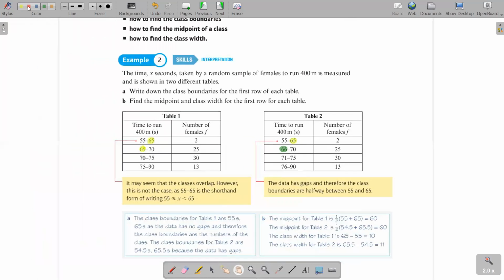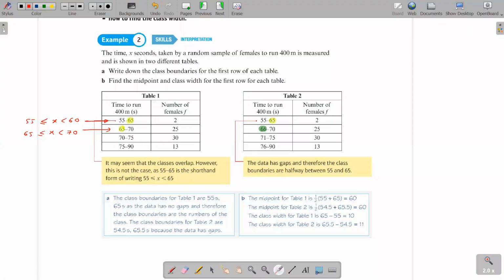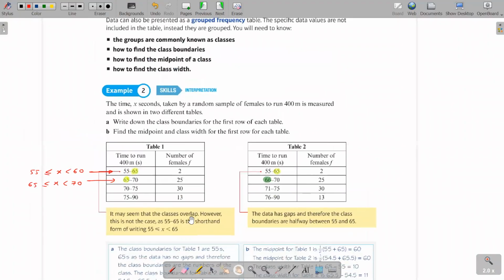So in S1, when they give you the group table in this manner, you should know that this table reads in this manner. X is greater than or equal to 55, less than 60. Likewise, the other groups are also written in that same manner, right? So this is X is greater than or equal to 65 and less than 70. So that's how the whole table is read.